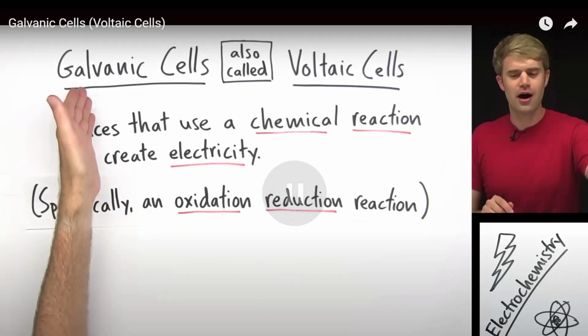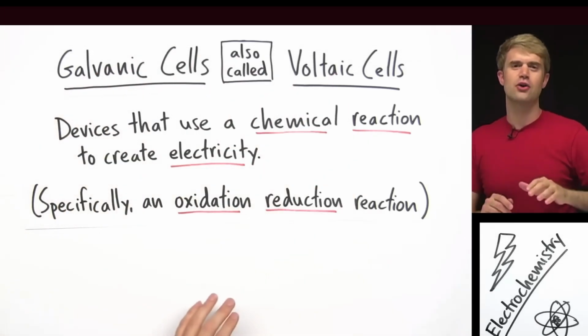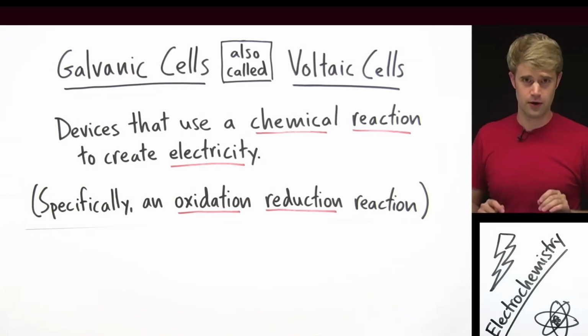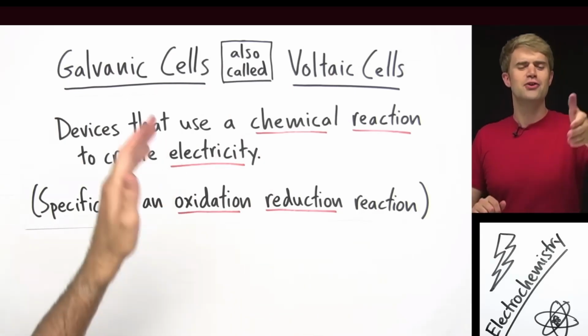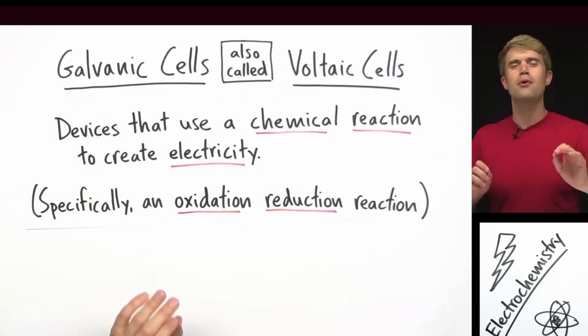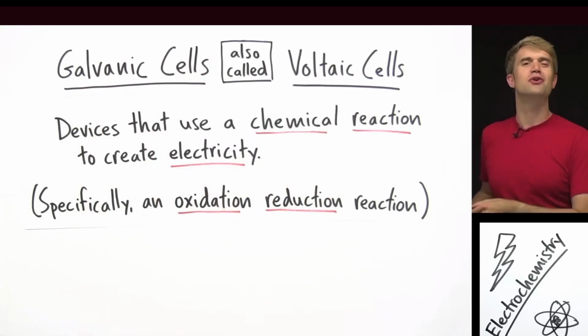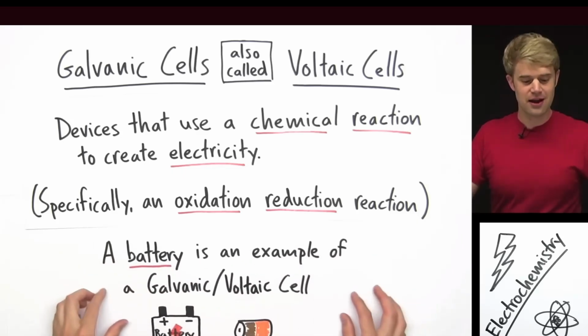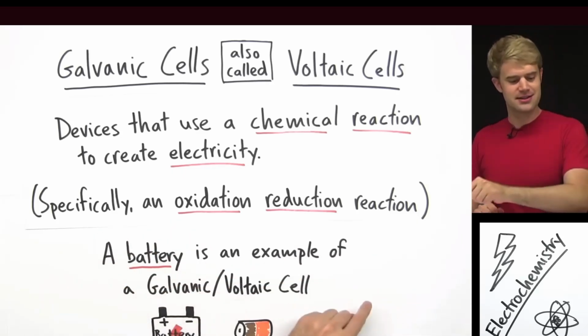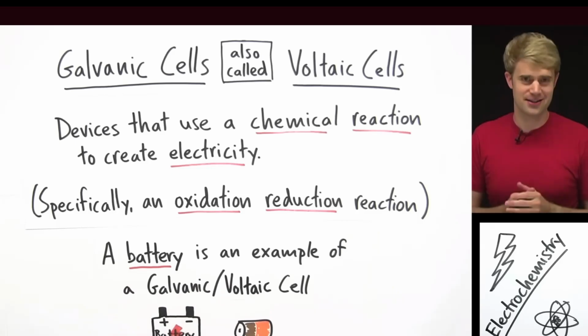Now, galvanic... So we are on page 69. If you're looking for what page we are on, devices that use a chemical reaction to create electricity are what galvanic and voltaic cells are. Galvanic or voltaic cells may be totally new terms for you, but I'm willing to bet that you use these devices almost every single day of your life. And that's because a battery is an example of a galvanic or voltaic cell.